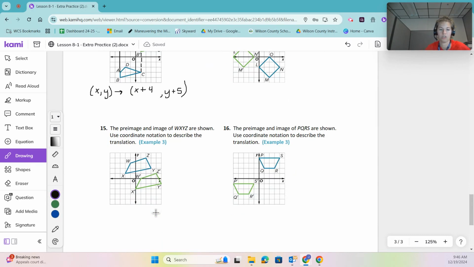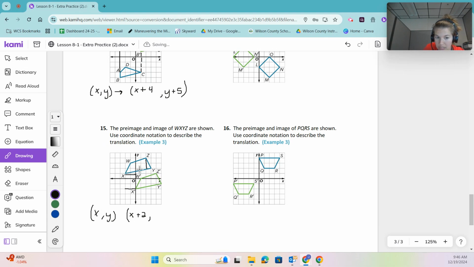Let's try that for number 15 down here. Same thing, we're going to use that same notation. So my x and y values here, what's happening to them? My x values, 1, 2, it looks like it's decreasing by 2. I'm going to check that on Z here. 1, 2. Yes, that is correct. So my x value is decreasing by 2. Then for my y value, I'm going from Z down to, oh, just kidding. I need to go from the pre-image to the image, so I'm going from blue to green. I'm actually increasing by 2.